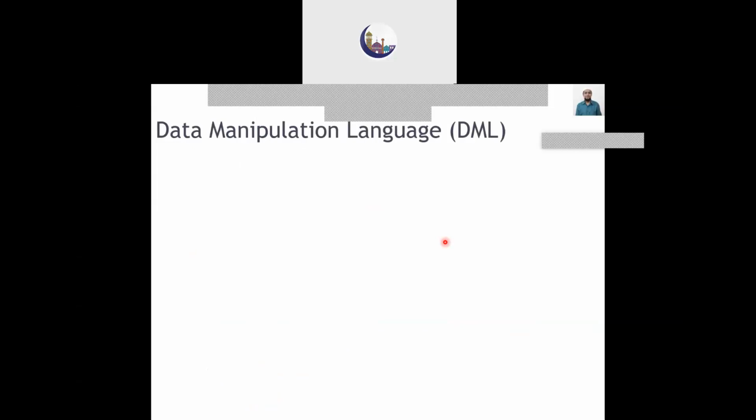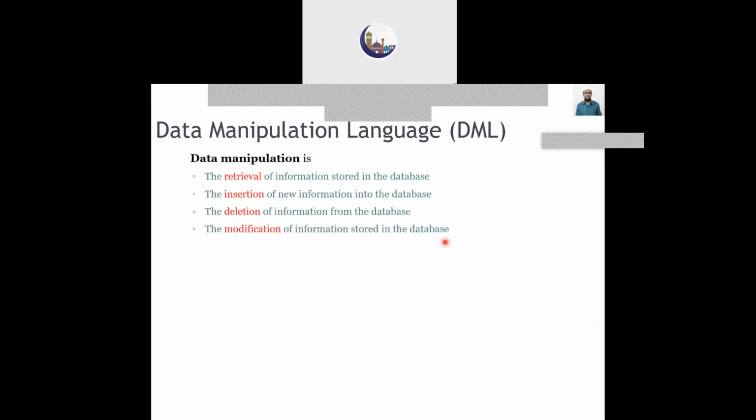Now, when we come across data manipulation language commands, these commands are meant for performing four actions mainly. First thing is to access or see what information is stored inside the tables, also called retrieval of information from the database. Second, if I want to store a new value, for example a new employee has joined and I want to insert a new row, we perform an insertion operation.